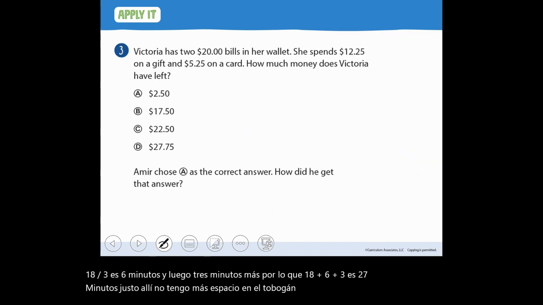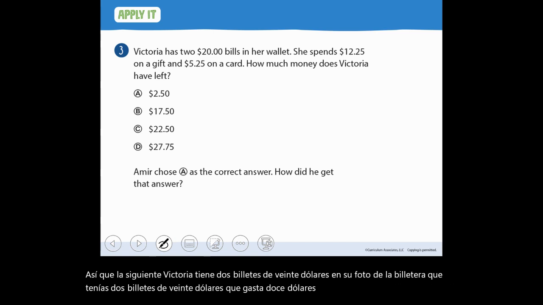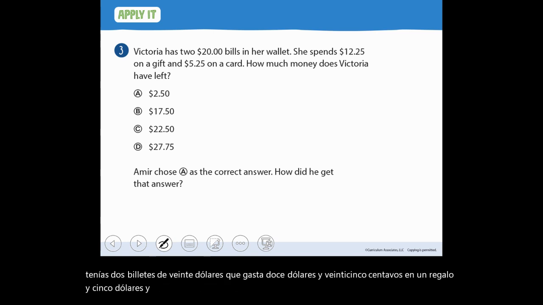Okay. So this next one, Victoria has two $20 bills in her wallet. I want you to picture that in your head. Two $20 bills. She spends $12.25 on a gift and $5.25 on a card. How much money does she have left?